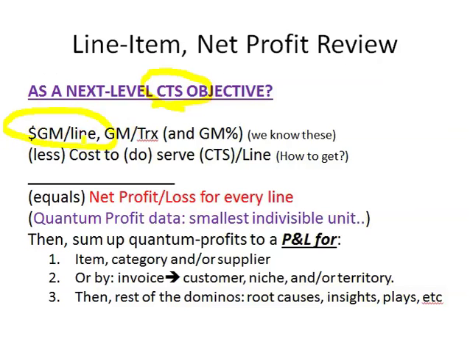But we'd like to be able to get to this kind of level of detail. Right now, because of financial management, we could take total gross margin dollars and divide by all the line items, and we come up with an average. We could take total transactions, come up with an average, and we know gross margin percent, but we don't know the specific cost to serve on a given individual line event. So how do we get to that level?